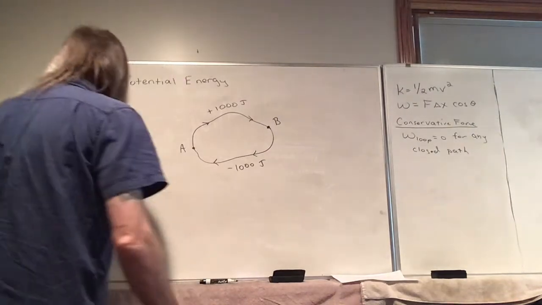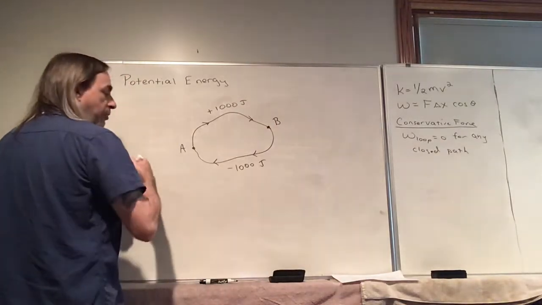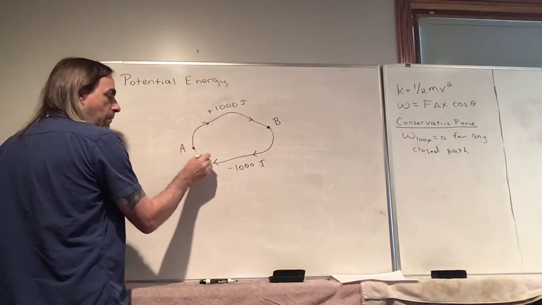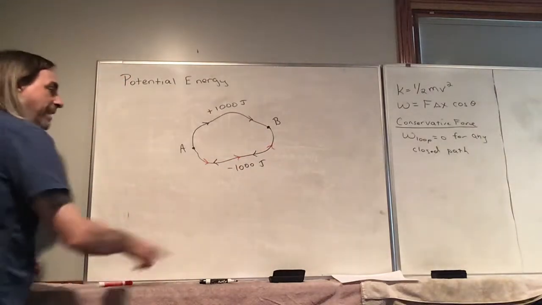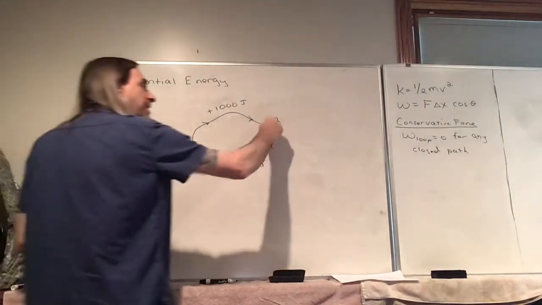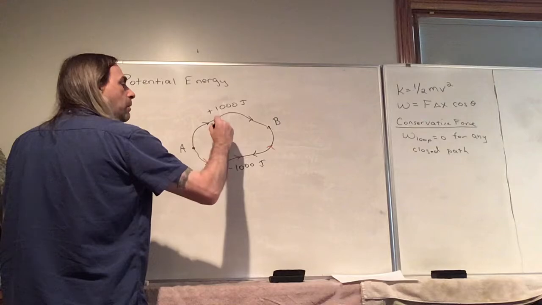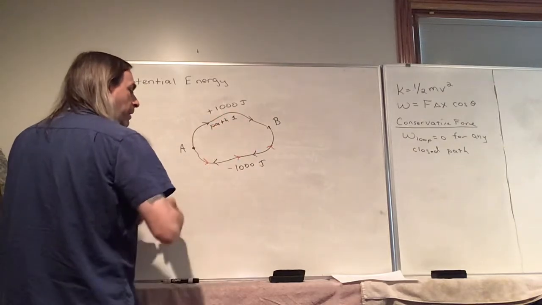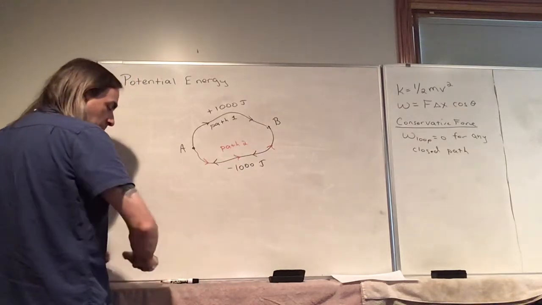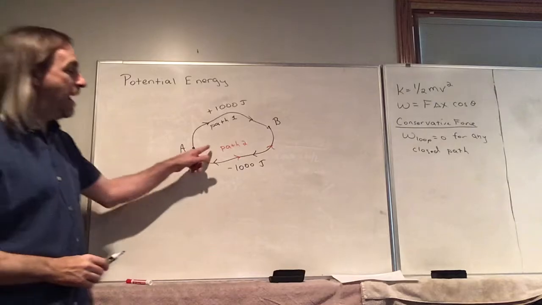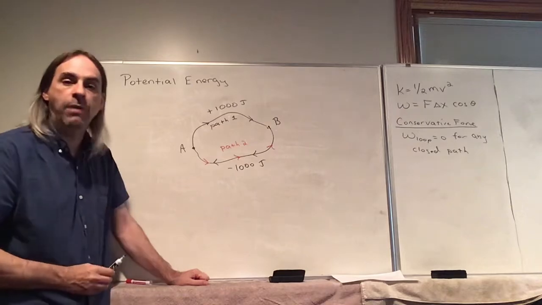Okay, now here's where the important part comes in. Let's consider going from A to B along this path in the reverse direction. So let's say we do this. Now we're following the exact same path as we took here, just in the opposite direction. Let's call this path 1, and this red one path 2. Well, the work along path 2 has to be plus 1,000 joules, because all we're doing is reversing the direction.